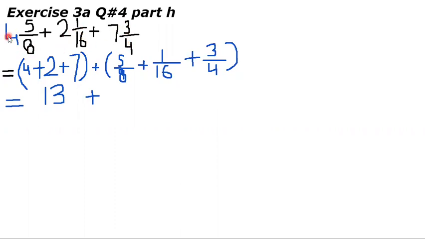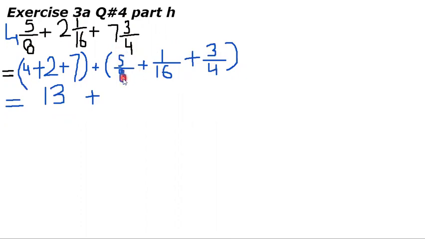First of all, we need to add the natural numbers or the whole numbers, which are 4, 2, and 7. We will add these three numbers, and it will give us 13. And we will add the fractional parts also, 5 upon 8, 1 upon 16, and 3 upon 4. But first of all you will see what is in the denominator. Check, the denominators are not same.